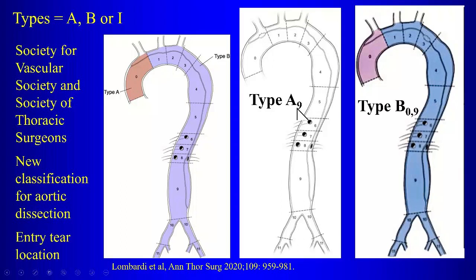And then the second number here, the subscript, is the distal extent of the dissection. So if the dissection extends all the way down to zone 9, then it's a type A subscript 9, type A9 here.